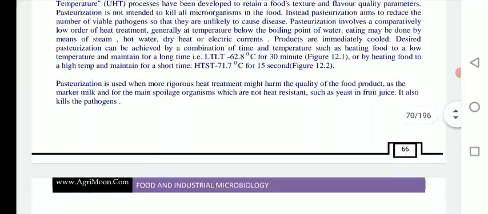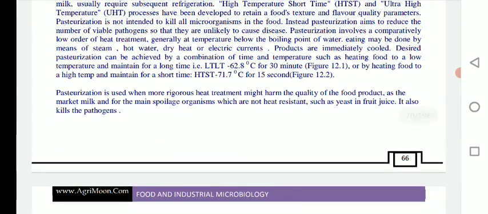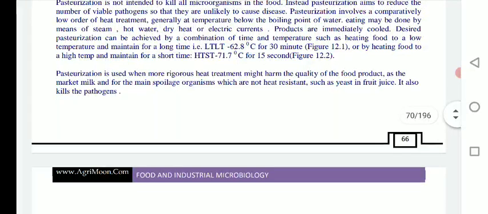Products are immediately cooled, and the desired pasteurization can be achieved by a combination of time and temperature, such as heating a food to a low temperature and maintaining it for a long time, that is LTLT, up to 68 degrees Celsius for 30 minutes. So it is a low temperature, long time combination. Or heating a food to a high temperature and maintaining it for a short time, that is HTST, up to 72 degrees Celsius for 15 seconds. So these different combinations of time and temperature are used for pasteurization of foods.